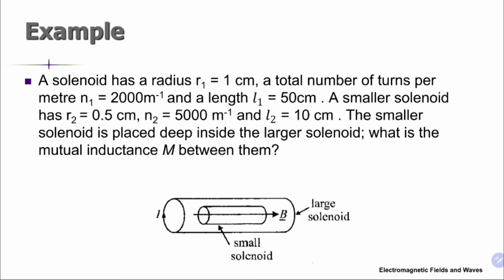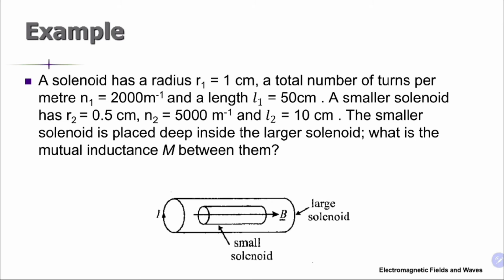Okay, here's an example. The solenoid has a radius R1 equal to 1 centimeter, a total number of turns per meter N1 equal to 2000 per meter, and a length L1 equal to 50 centimeters. And then we have a smaller solenoid, which has a radius of 0.5 centimeters, a turns per meter of 5000, and a length of 10 centimeters. And then this smaller solenoid is placed deep inside the larger solenoid. So this question asks you to work out the mutual inductance between them.